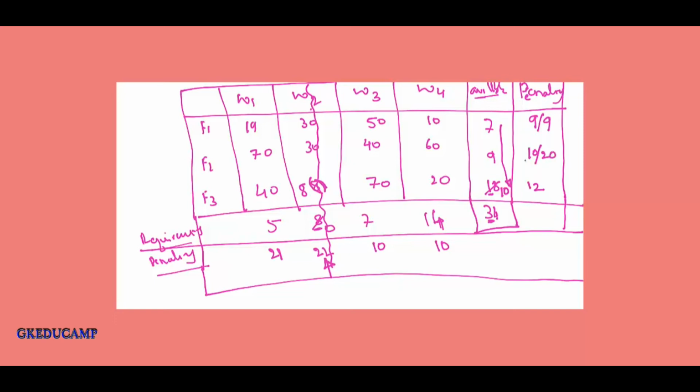Write it here. And in the third row: 40, 70, 20. 40 and 20 are the minimum, so 40 minus 20 is 20.